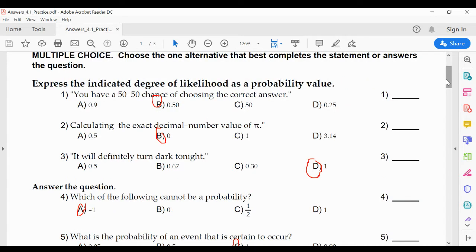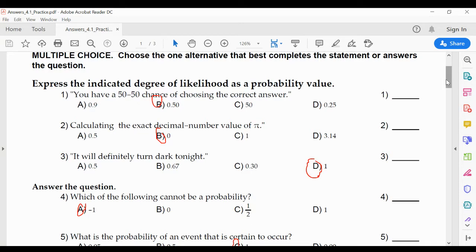Numbers 1, 2, and 3 ask you to express the indicated degree of likelihood as a probability value. Well, we know this. Probabilities range from 0 to 1 inclusive. Probability of 0 means something cannot happen. Probability of 1 means it's certain to happen. The closer you get to 1, the more likely it is. The closer you get to 0, the less likely it is.